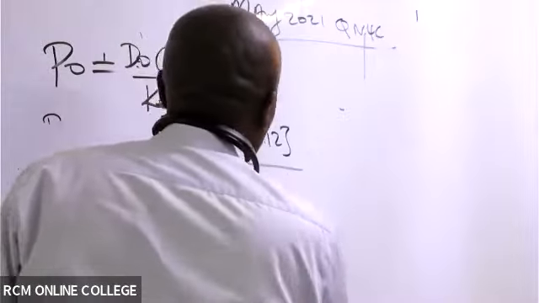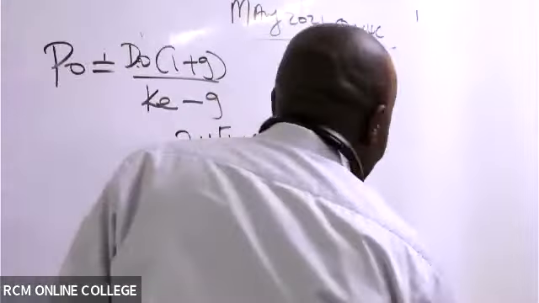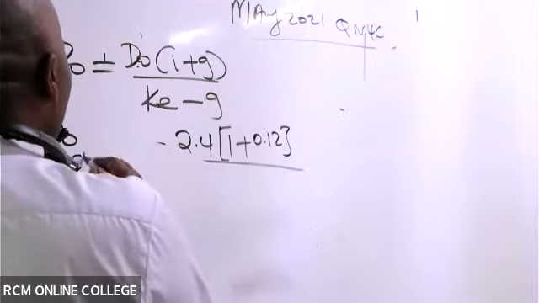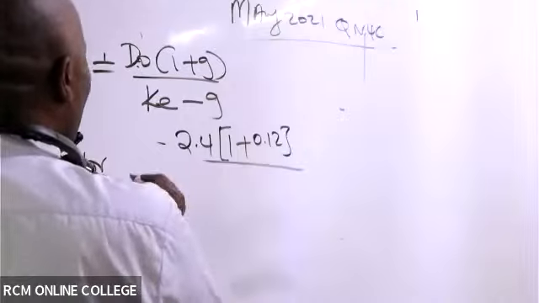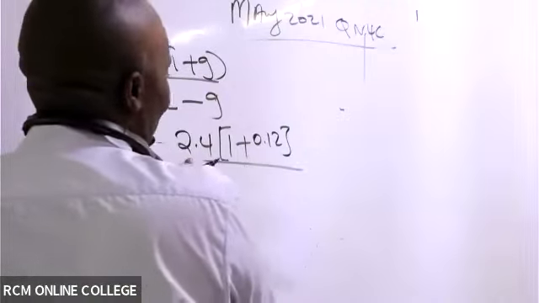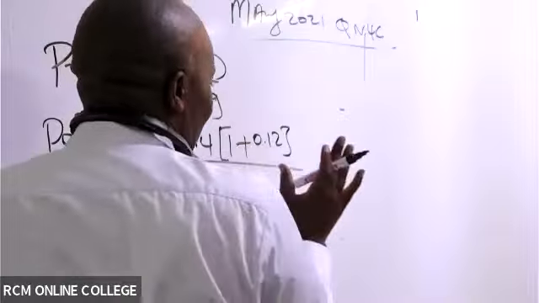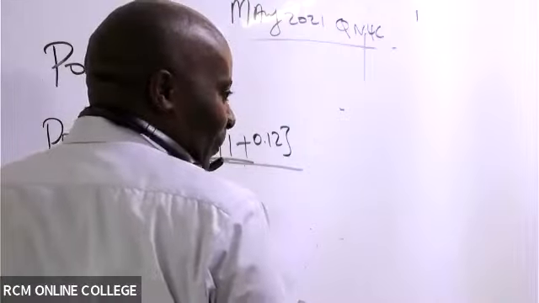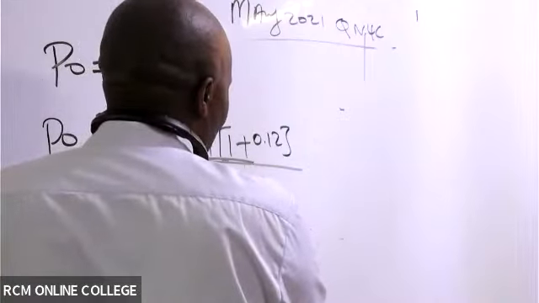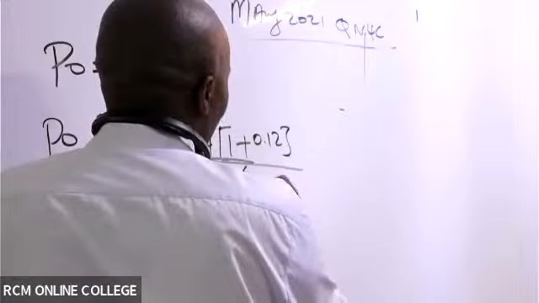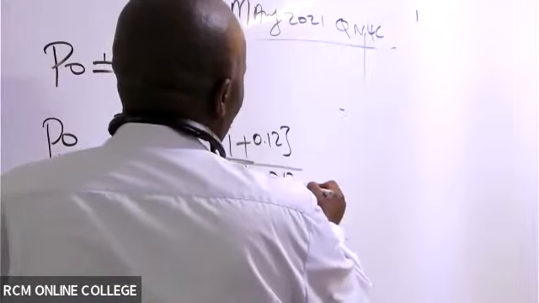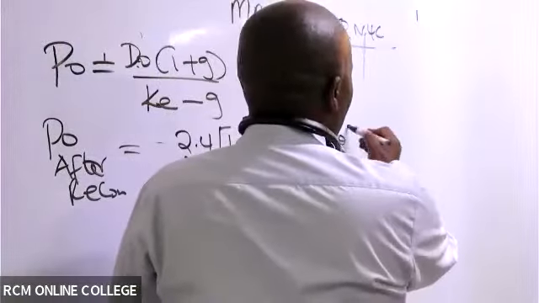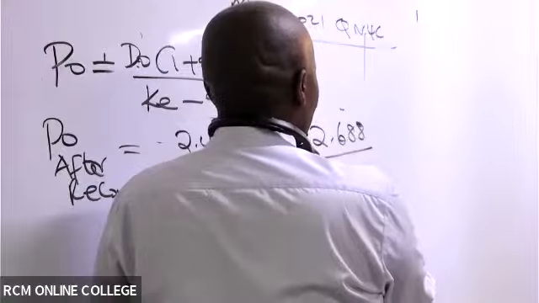Great. So I have to rub this and write P0 after reconstruction. The D0 will remain at 2.4 times 1 plus growth rate, that does not change. How about the cost of equity after reconstruction? 0.12 minus who? Please give me the numerator. 2.688, all over what here?